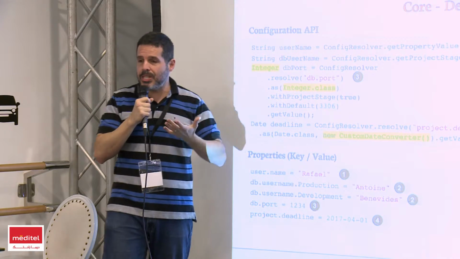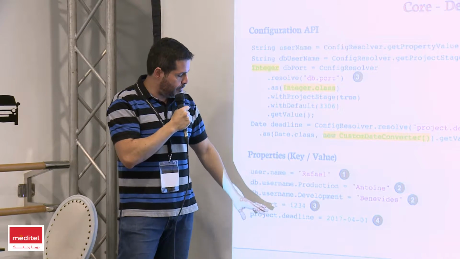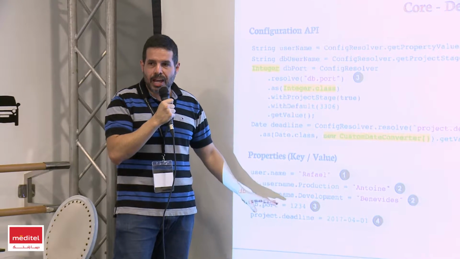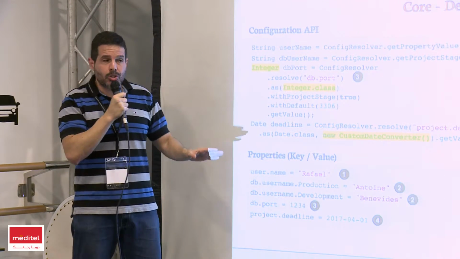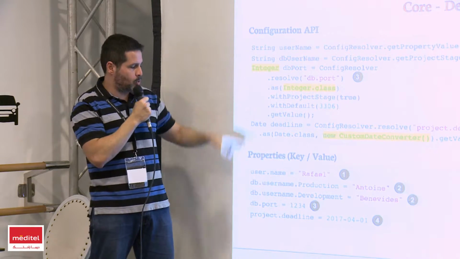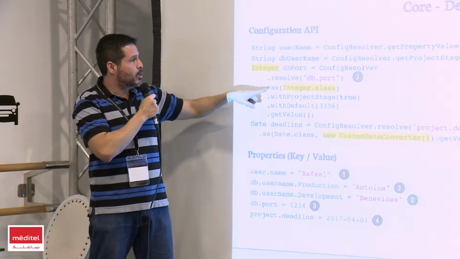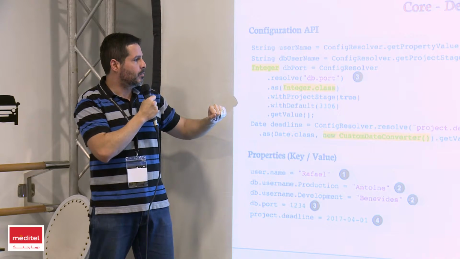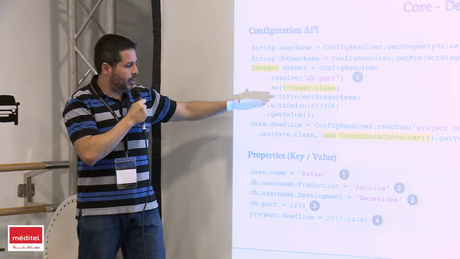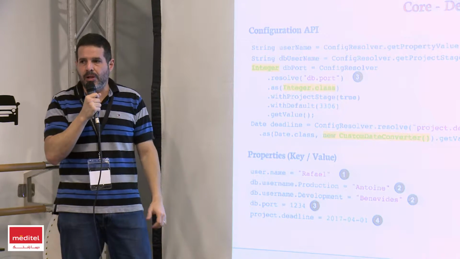Java is very type safe, and of course, I give DeltaSpike strings most of the time, but DeltaSpike allows me to get a value as an integer, for example. Suppose that I want to get the port as an integer. I just need to say, resolve that value as an integer. And it's also possible to say, if it doesn't find any value in the configuration, use the following default value.